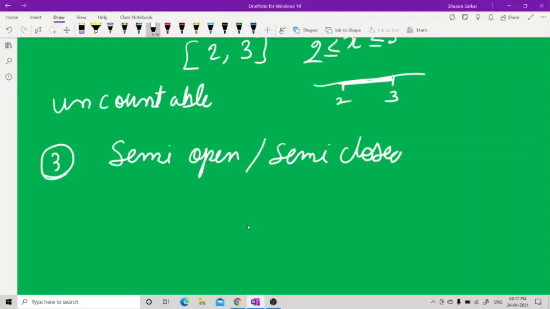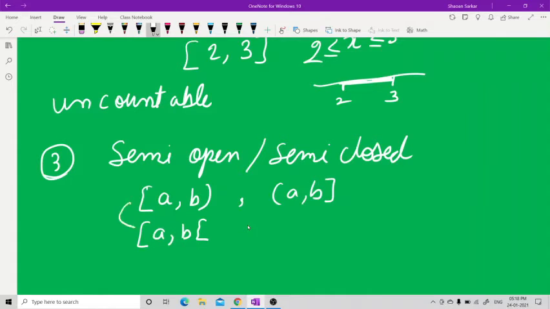Semi-closed means you can write like this: A is closed but B is open, or A is open, B is closed. This can also be written like this: A, B, this way. This and this symbol are same, and A, B closed, this and this symbol are also same.